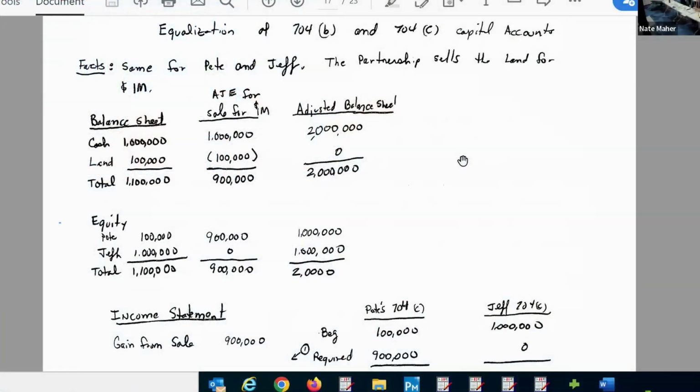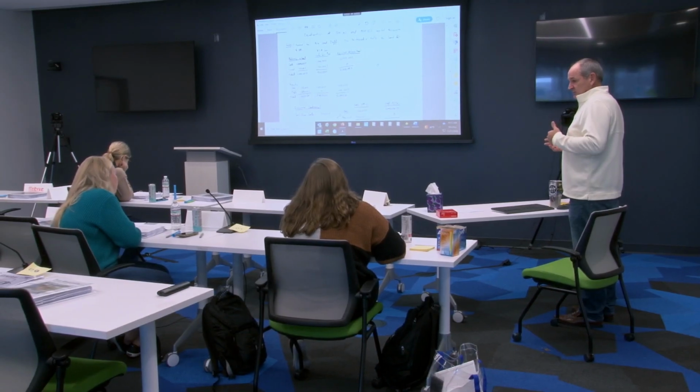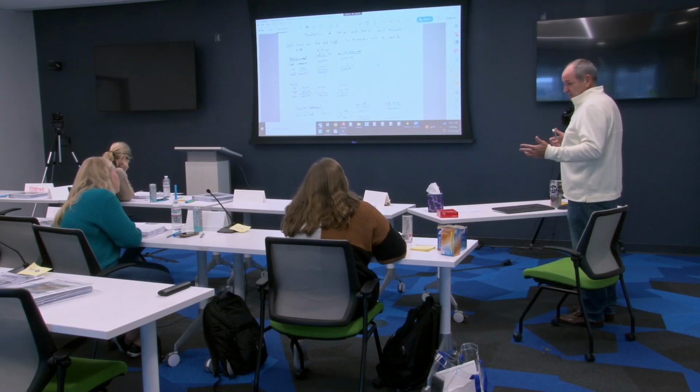What's it say? Okay, equalization of 704(b) and 704(c) capital accounts. Facts same for Pete and Jeff. The partnership sells the land for $1 million. Okay, so the same facts mean that we might as well change it to Aaron and Pete, right? It was the facts earlier where there was $1 million of cash came in, $100,000 basis for $1 million of ground. Those are the facts we're dealing with.